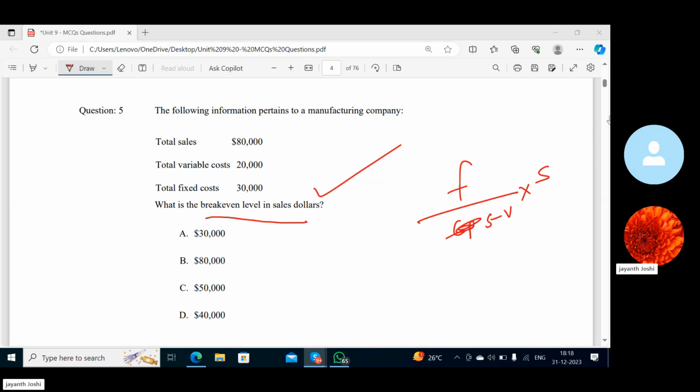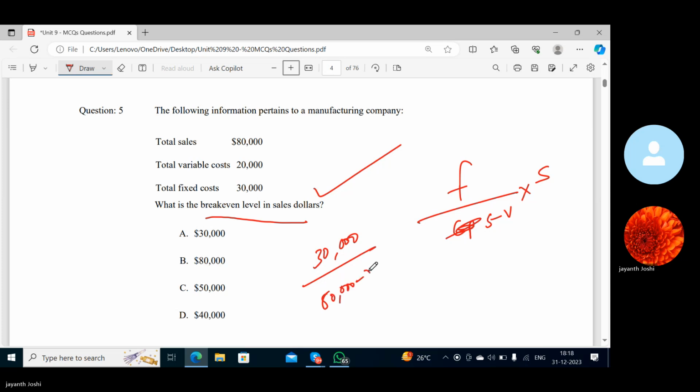Yeah, but the thing is we have that total fixed cost, right? Total sales minus total variable cost. So this is like 20, right? Sales 60. So break-even point is... we cannot find out this one. So this is not working out, but if we find out contribution margin per unit, then we can do that also.